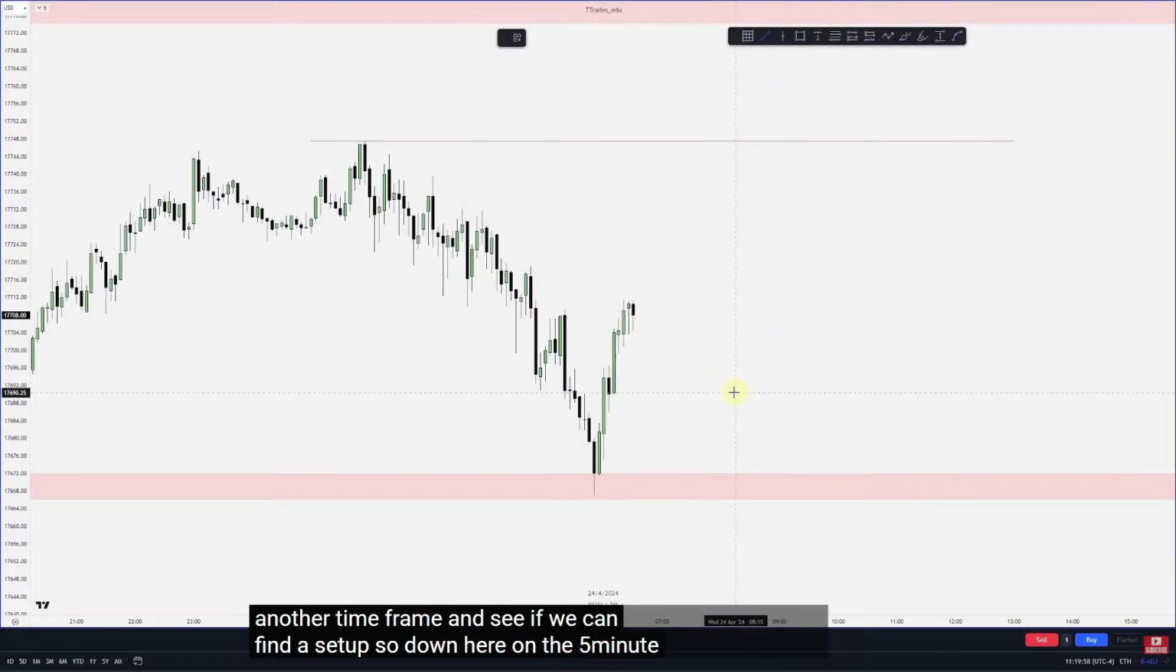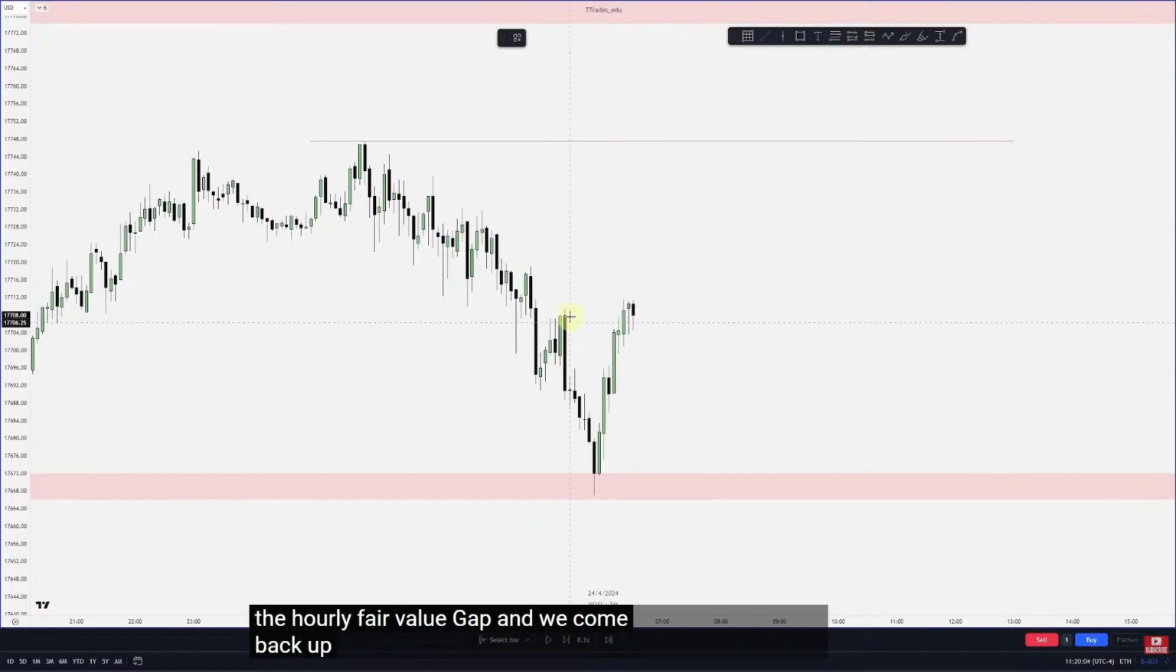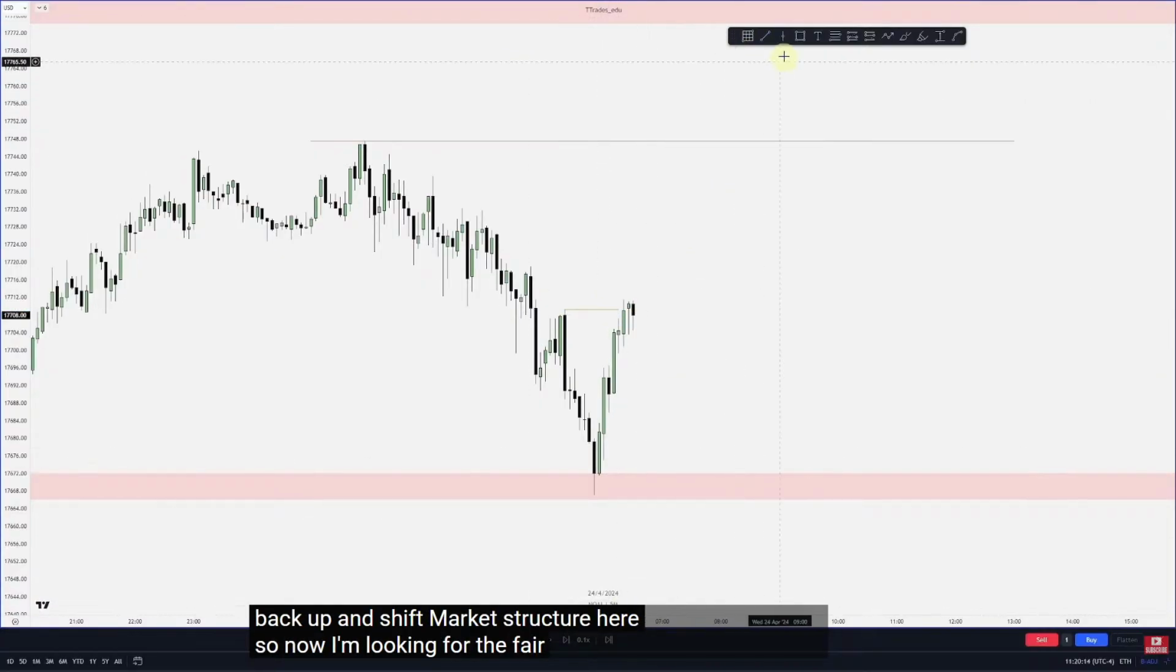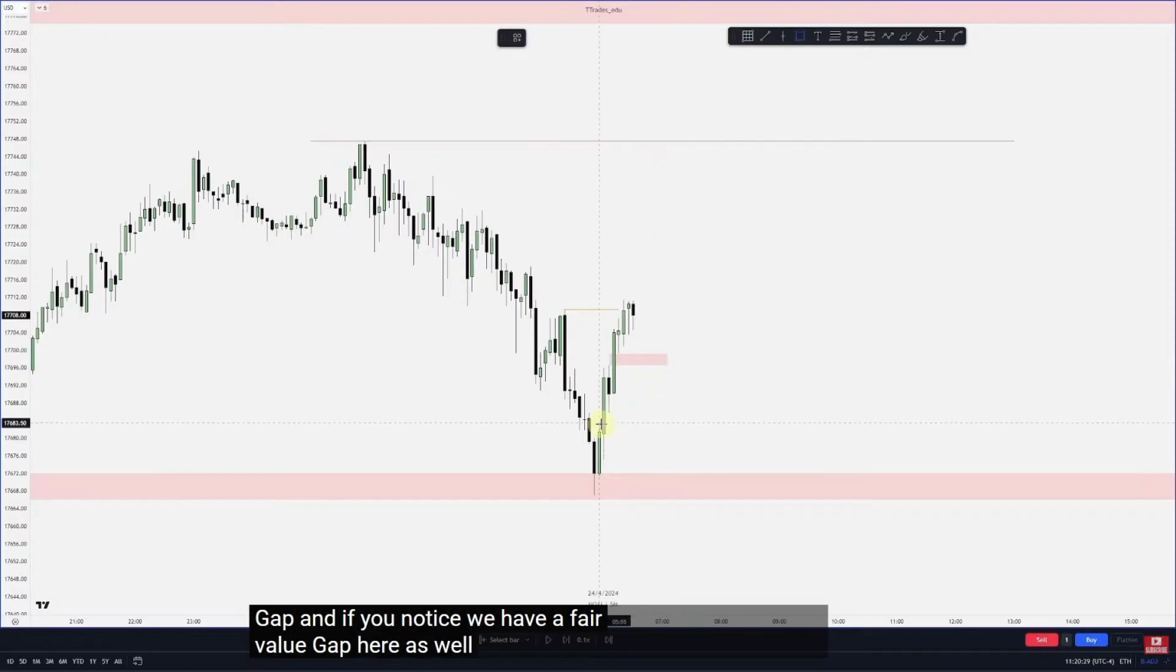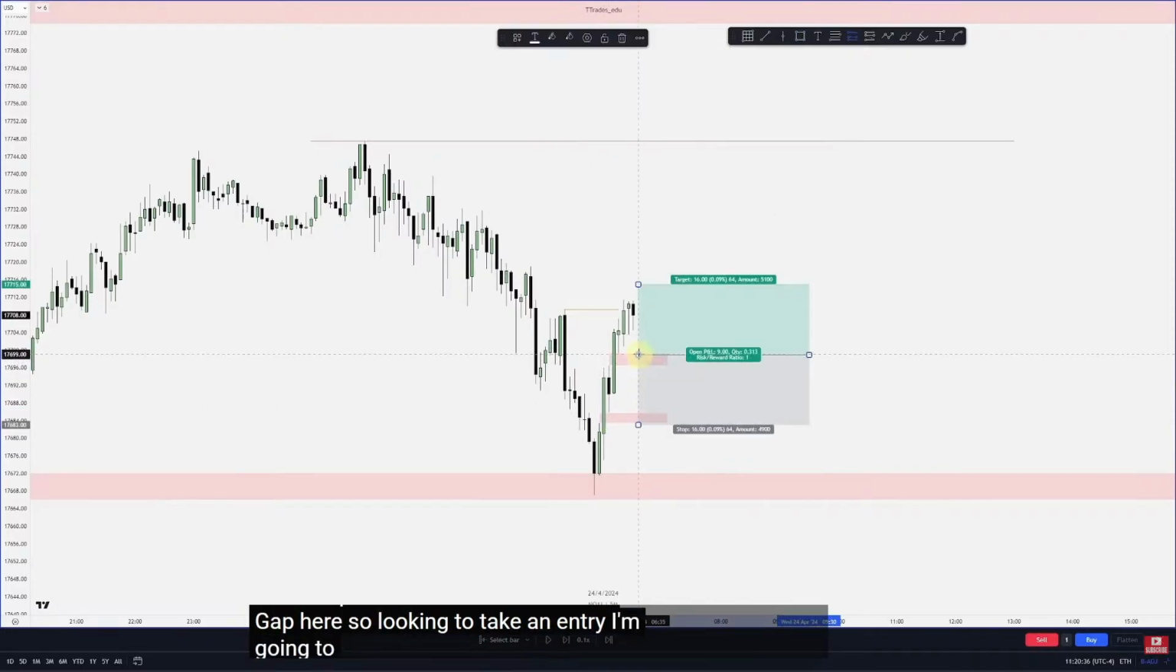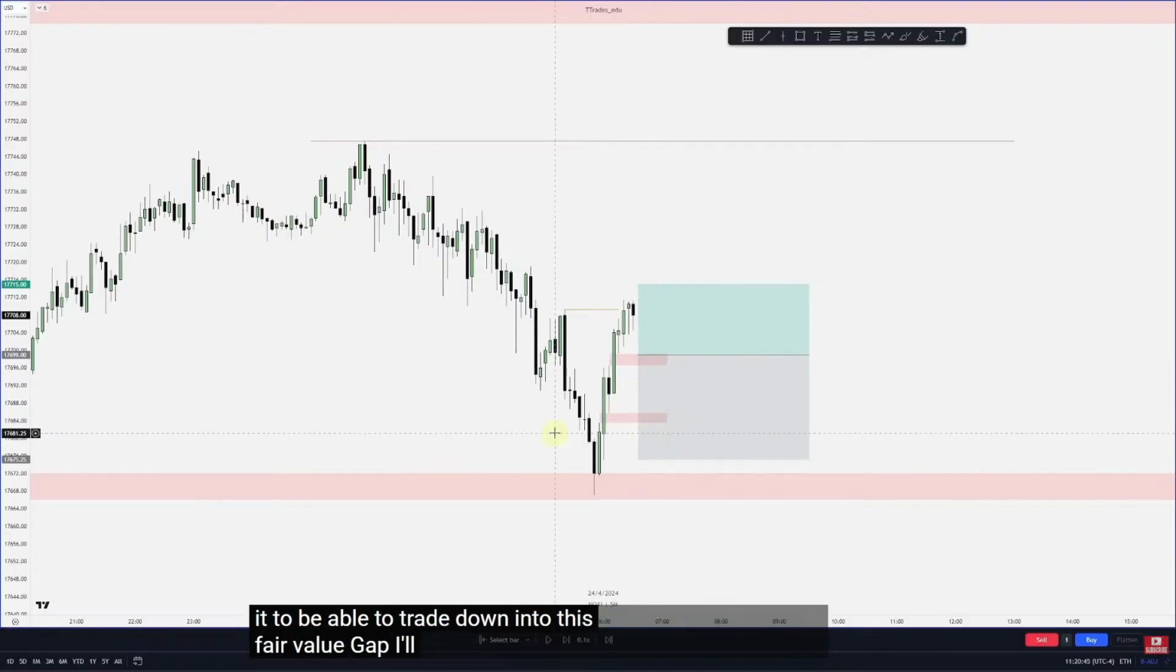So down here on the 5-minute chart, you can see we reach down into the hourly fair value gap, and we come back up and shift market structure here. So now I'm looking for the fair value gap, and if you notice, we have a fair value gap here, as well as a fair value gap here. So looking to take an entry, I'm going to take an entry on the start of this fair value gap, but I want to allow it to be able to trade down into this fair value gap. So I'll put my stop on this fair value gap candle's low.